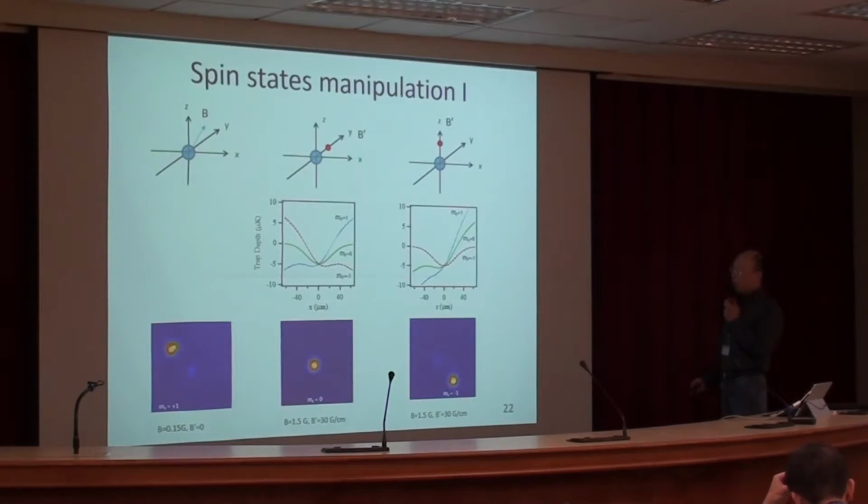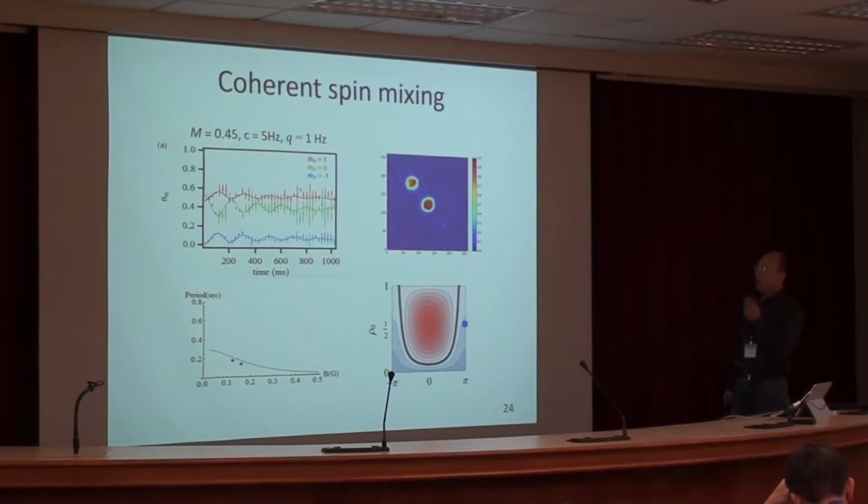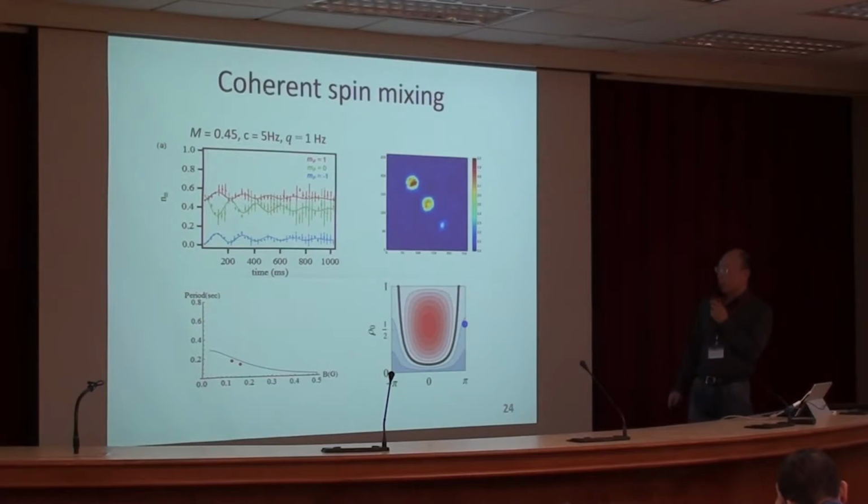To get to a richer spin configuration, we use microwave. We use multi-microwave transitions to do that. So in this case, we can oscillate the population in these two states, like the curve shown here. Okay, and with this state, we can initiate spin mixing. So in this case, you can see that the third state is generated through the collision of these two states. You can see the clear oscillation here.